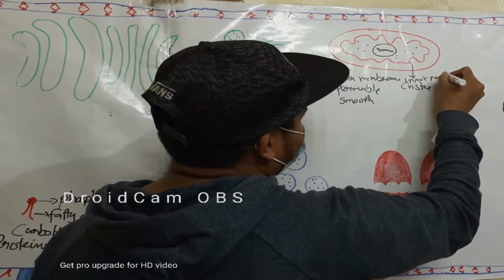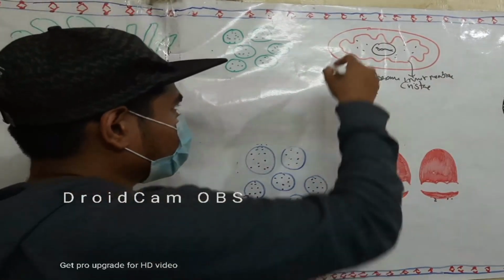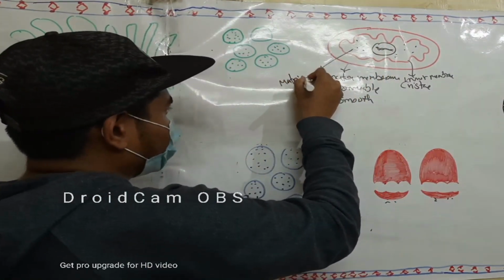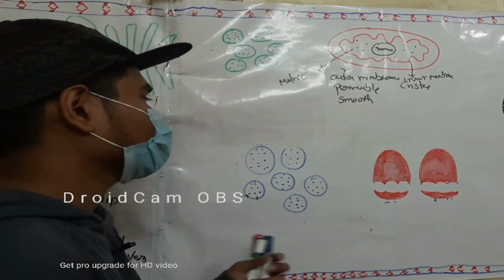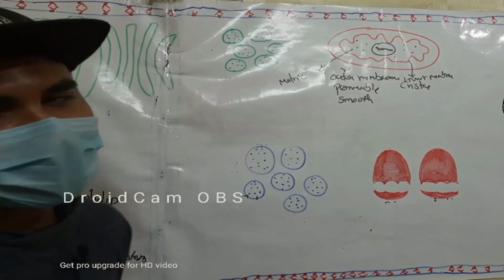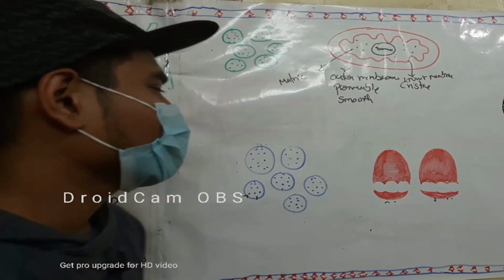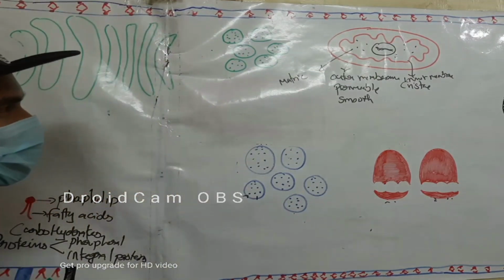Inner membrane. And this part here is known as the matrix. It contains the mitochondrial DNA and is highly involved in the metabolic reactions. It is to be noted that this mitochondrial DNA is from the maternal part. It is the maternal DNA that forms the mitochondrial DNA.